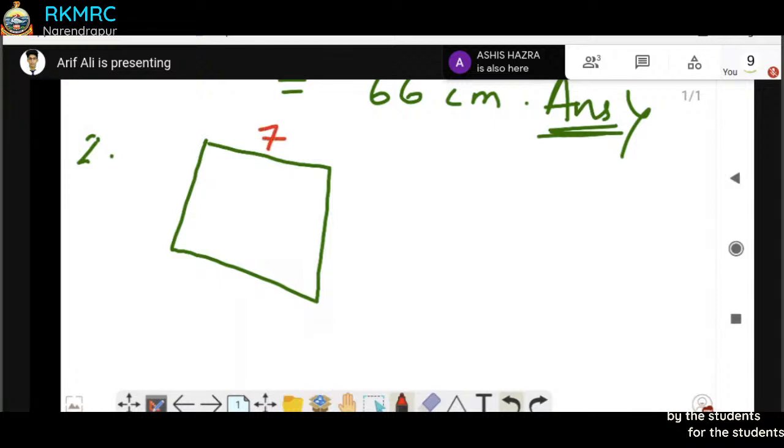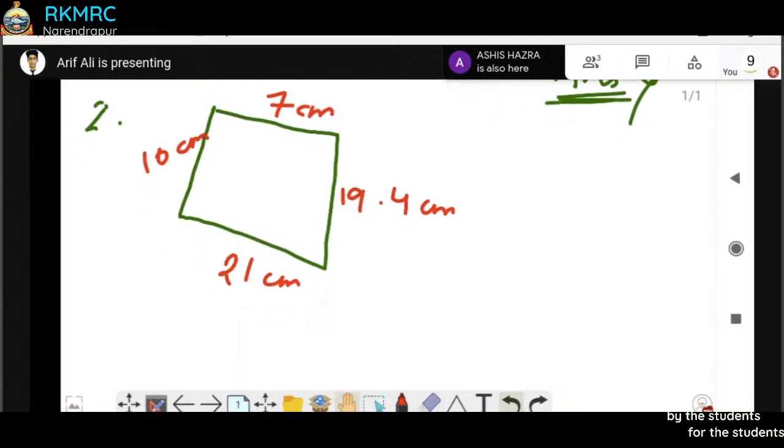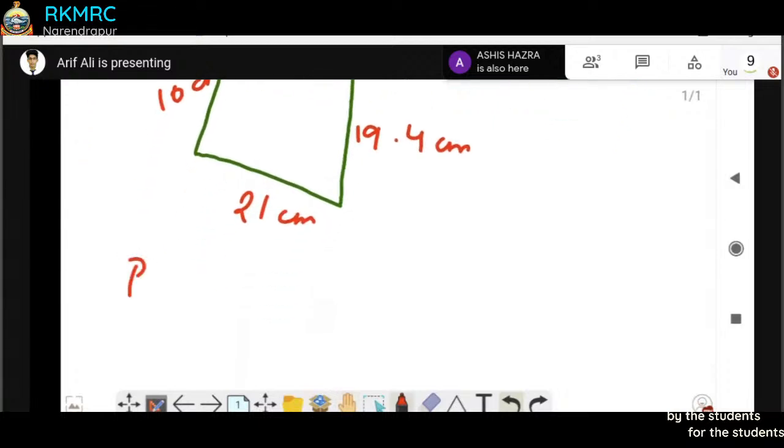So this is 7 centimeter, 19.4 centimeter, 21 centimeter, 10 centimeter. So what will be the perimeter?